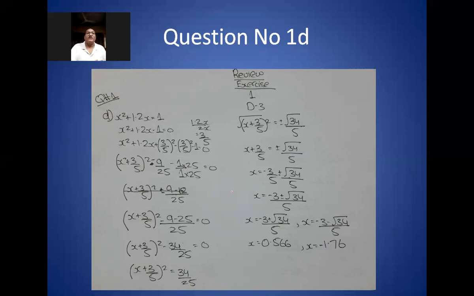So bring this one to this side, and you will have x squared plus 1.2x minus 1 equals 0. You see here the coefficient of x squared is 1, so this equation is ready to be treated with the completing the square method. So what I will do, I will take this term 1.2x in my rough work, and I will divide it by 2x. So you get 3 by 5.